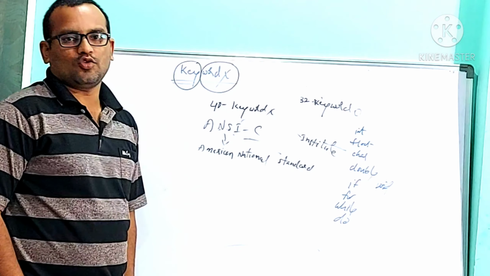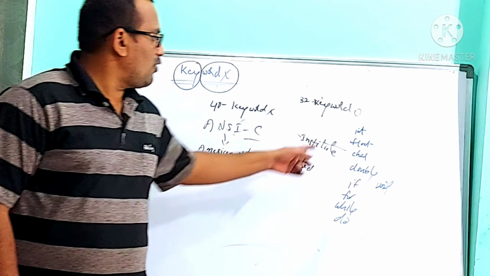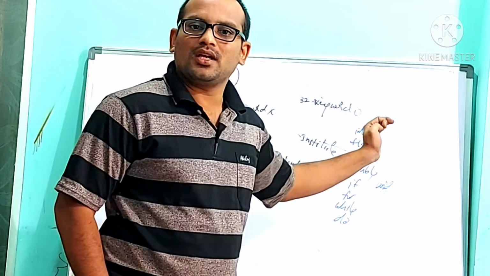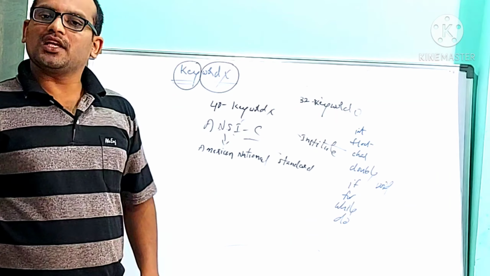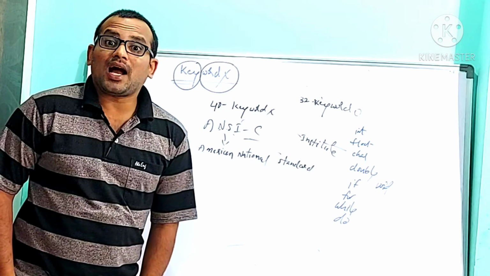Like that, we have nearly 32 keywords. And the conditions of keywords are: every keyword must be in lower case. Yes, no capital letter is allowed in keywords. Every keyword must be in lower case. And keywords cannot be used as identifiers.